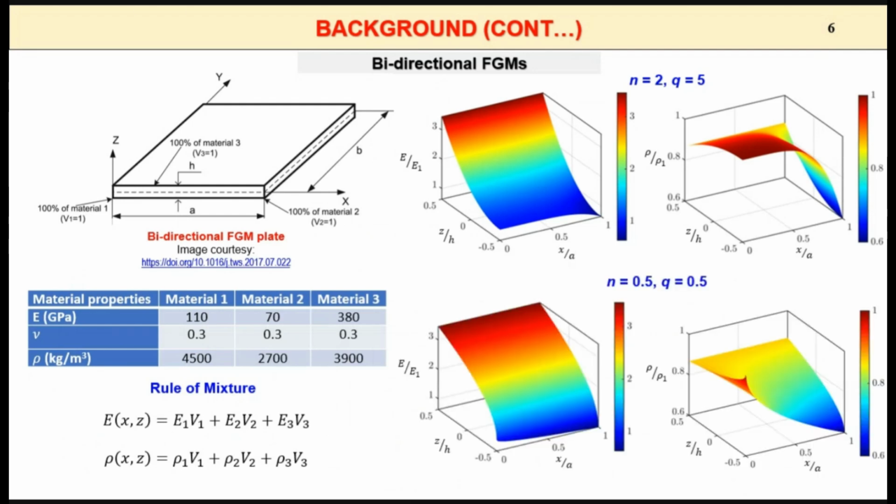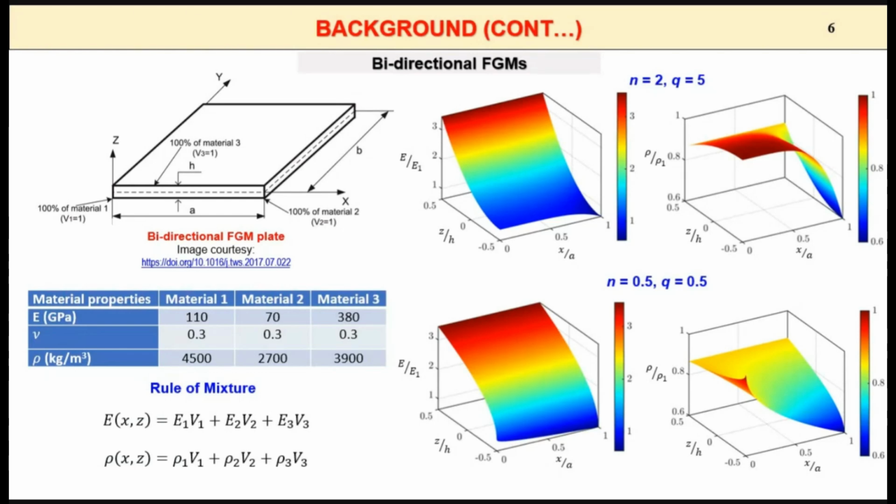And for this, N is equal to 0.5 and Q is equal to 0.5. So you can easily visualize how these material properties are varying from here to here. From here to here, it is varying in this way. Here it is varying using some different function. Here it is varying using a different function. So we have the choice to change the material properties by taking this N and Q.